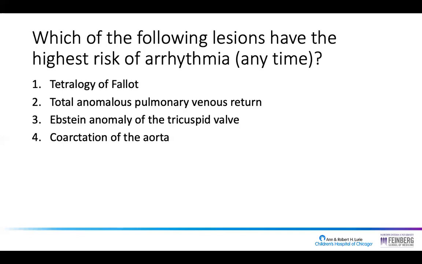There are others as well, but the reason to have this question is to make the point that despite the fact that tetralogy of Fallot comes up over and over and over, it doesn't necessarily make it the most high risk lesion that we have.